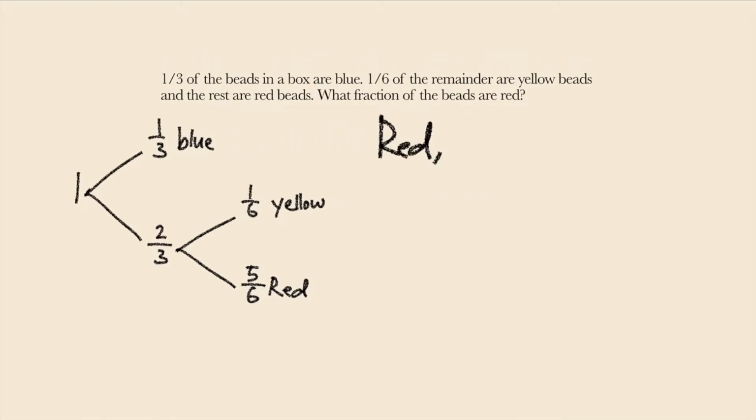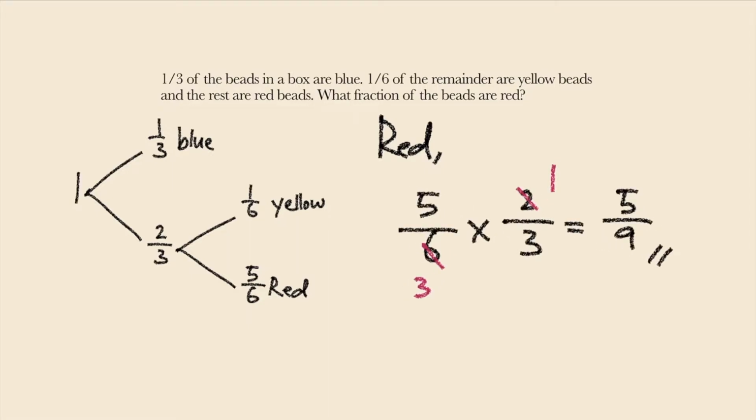So the fraction of red would be 5/6 multiplied by 2/3. And before we do branch method questions, you must be very comfortable with multiplying fractions. So here diagonally, we're going to simplify 2 and 6, giving us 1 and 3. Numerators multiplied gives us 5. Denominators multiplied gives us 9. So the answer is not 5/6, the answer is actually 5/9. And here we have finished the first branch method question. Let's move on to the next one.